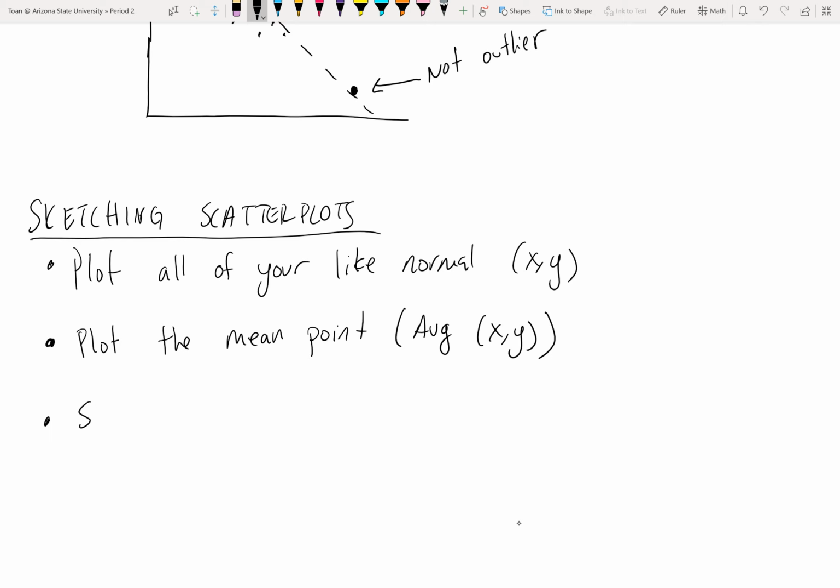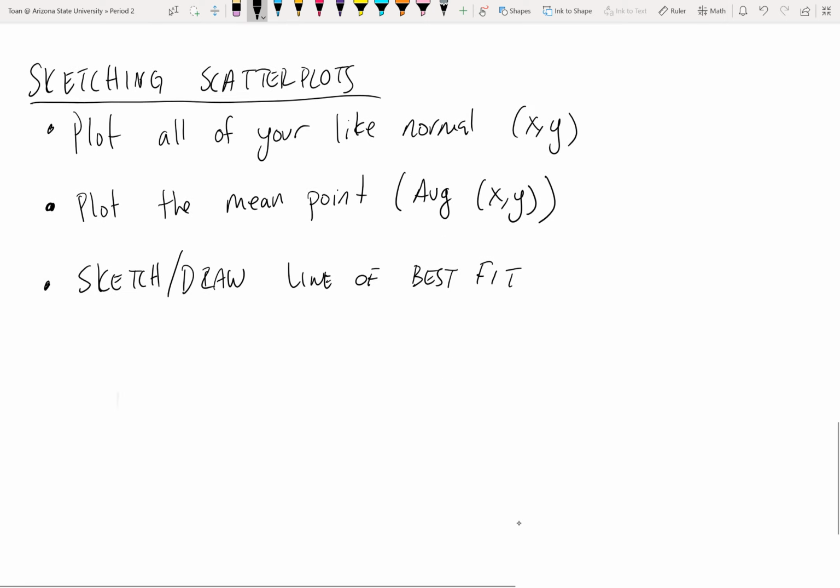And then just sketch or draw your line of best fit. Everyone's line of best fit will be different, and that's okay. But I try to equalize things. Have enough points above it, have enough points below it, but I always go through the mean point. So let's do an example here.